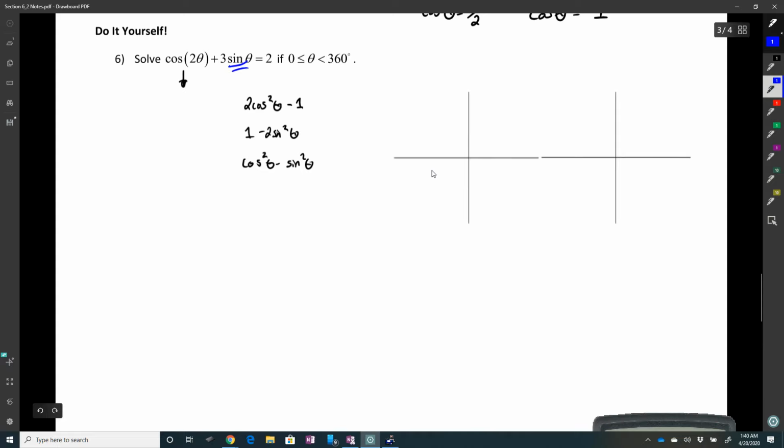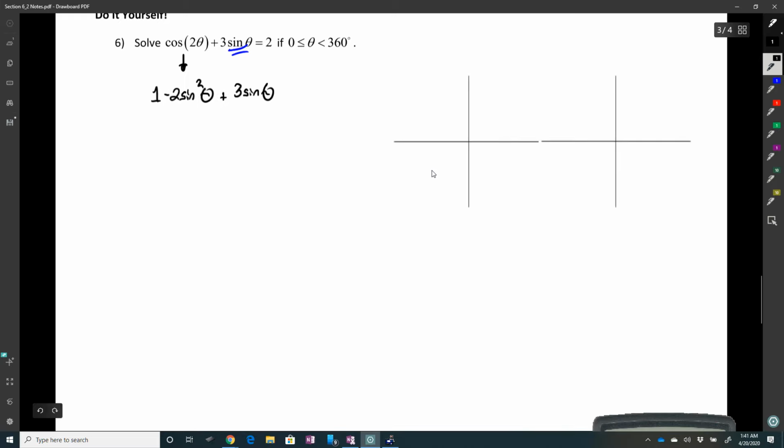Well, notice that this one has a sine theta all by itself, so it'd probably be best to use this one, because then I'd have sine squared and sine, and I can do a trig problem with it. So that's what we're going to do. So cosine of 2 theta, I'm going to choose the sine definition. 1 minus 2 sine squared theta.